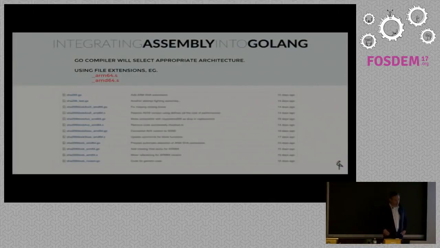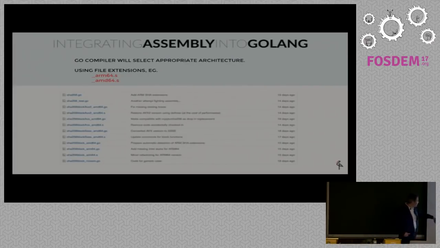If you want to integrate assembly into Golang, then you have to use the .s extension for assembly, and that is prepended by an architecture identifier. So _arm64 means that the assembly is for the ARM 64-bit platform, and likewise amd64 will be for the Intel or AMD 64-bit platform.